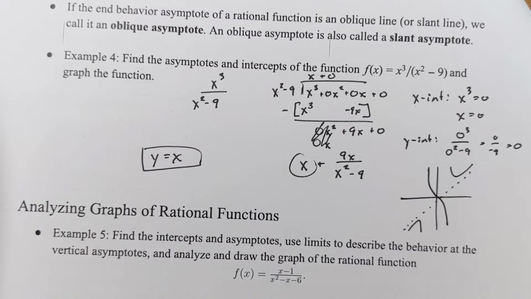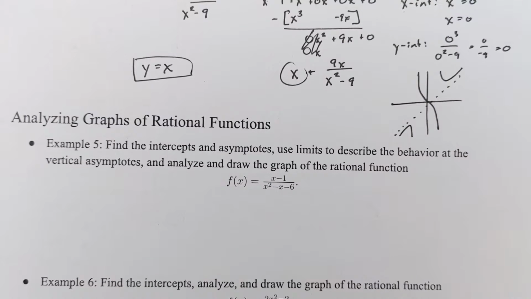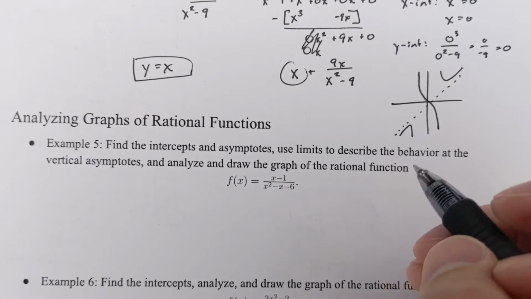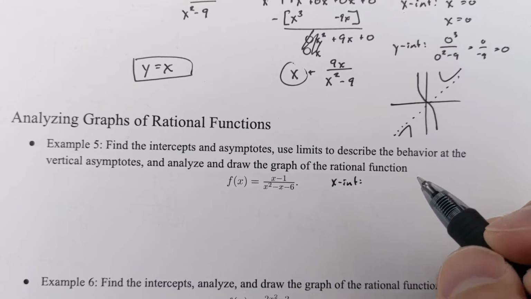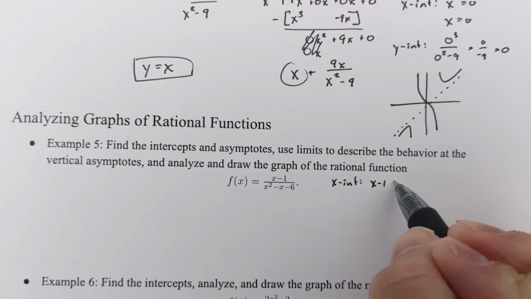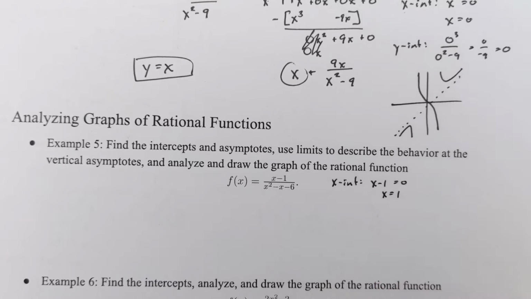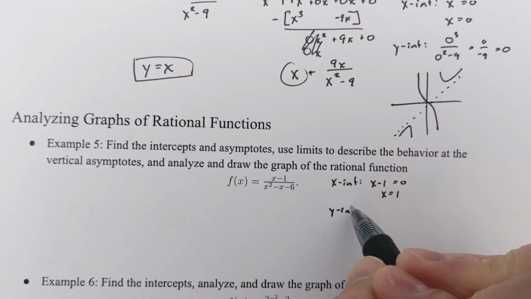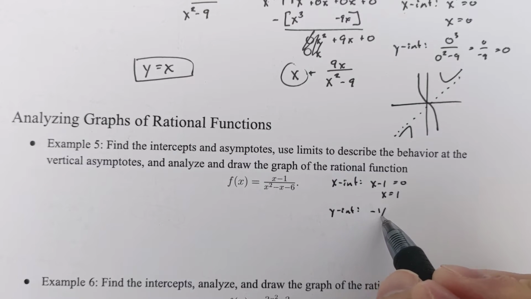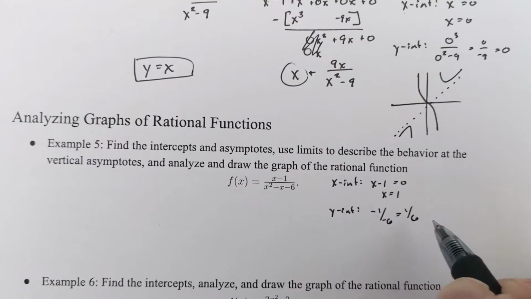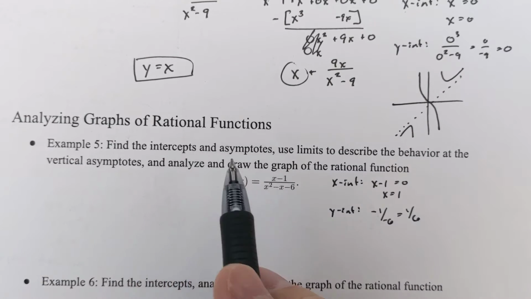All right, example 5. Find the intercepts, asymptotes, use limits, vertical asymptotes, and draw the graph of the rational function. If I want to find the x-intercepts, I set this numerator equal to 0. So this will have an x-intercept at 1. To find the y-intercept, I plug 0 in for all the x's, which gives me negative 1 over negative 6. So that's 1/6.